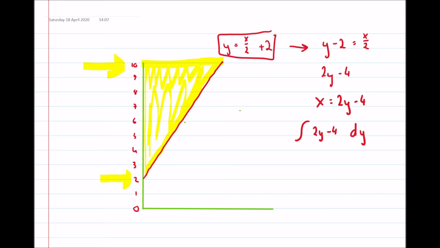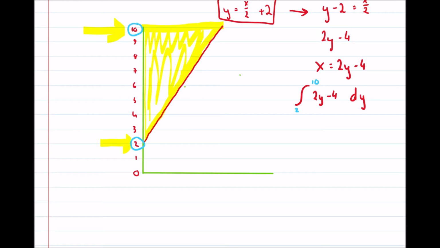Okay? And I want to find that integral between these two numbers, between 2 and 10. So the bigger number goes on top, so that's 10, and this is 2. So next up, I will integrate. If I integrate this, I will get 2y squared over 2 minus 4y, which, simplified, is y squared minus 4y. And I want to find that between 10 and 2.